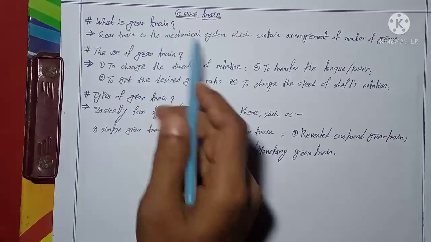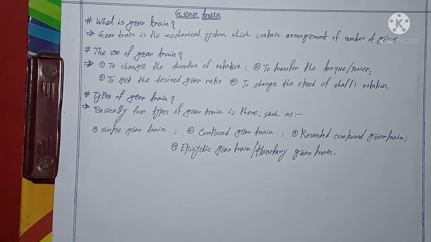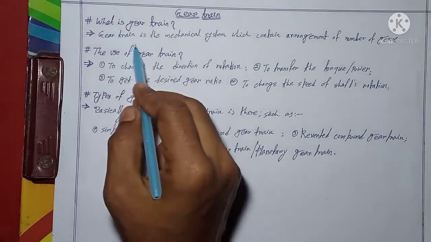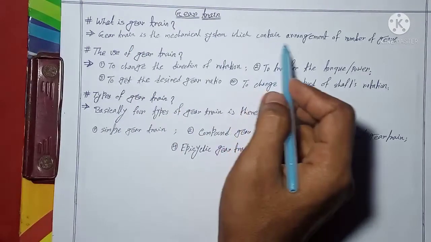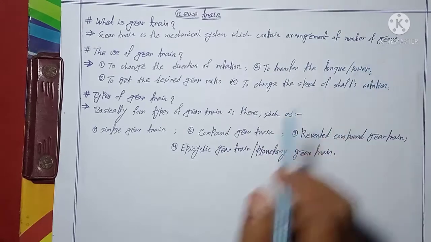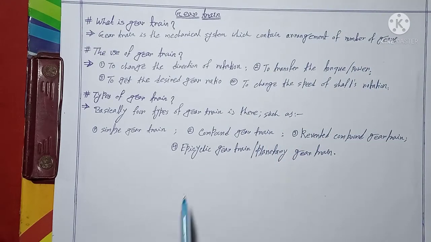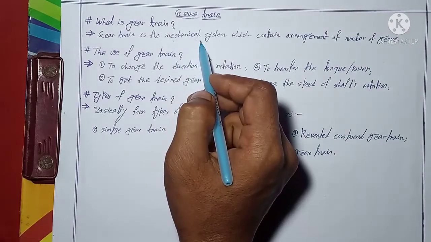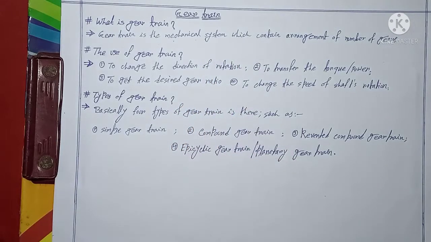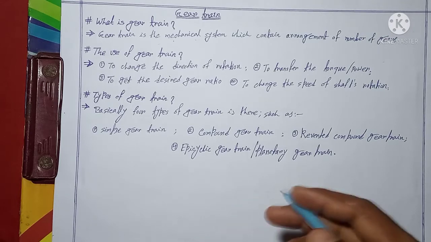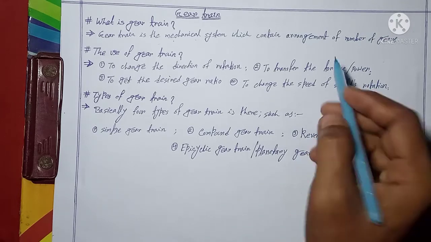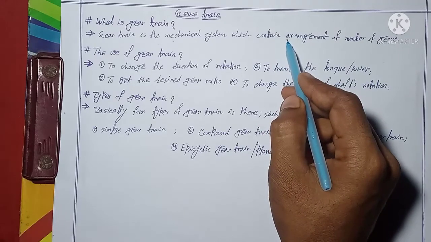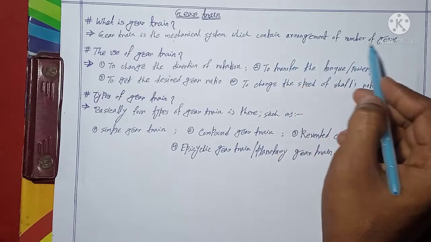The first one is, what is a gear train. You can find lots of different definitions of gear train, but simply you can say that a gear train is a mechanical system which contains an arrangement of a number of gears. Two things you have to remember. First, it is not a mechanical component, it is a mechanical system. And when we call it a system, it obviously contains a number of mechanical components. That's why I have written here that it contains an arrangement of a number of gears.